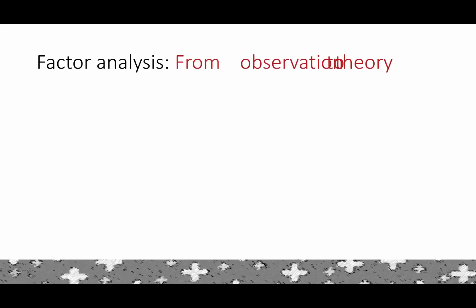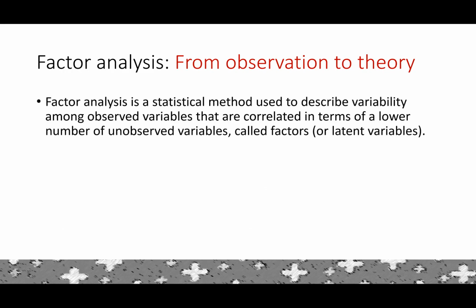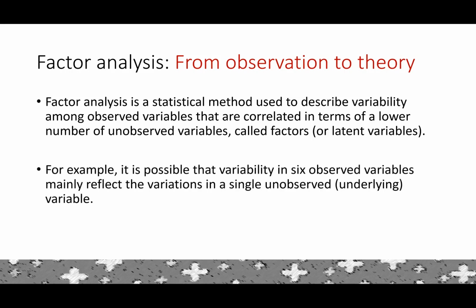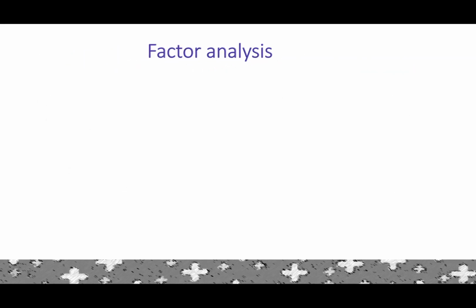Now let's have a look at the other perspective, from observation to theory. Factor analysis can be seen as a statistical method used to describe variability among observed variables that are correlated in terms of a lower number of unobserved variables, which we call factors, so these are our latent variables. For example, it is possible that variation or covariation in 6 observed variables mainly reflect the variation in a single underlying variable.